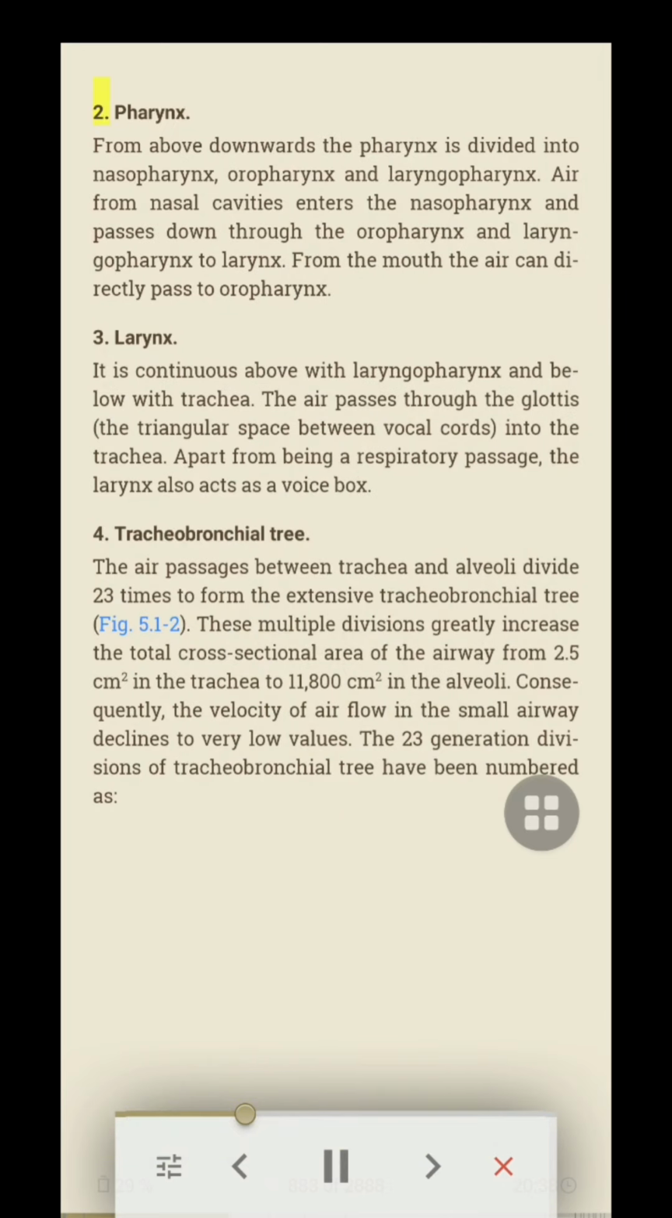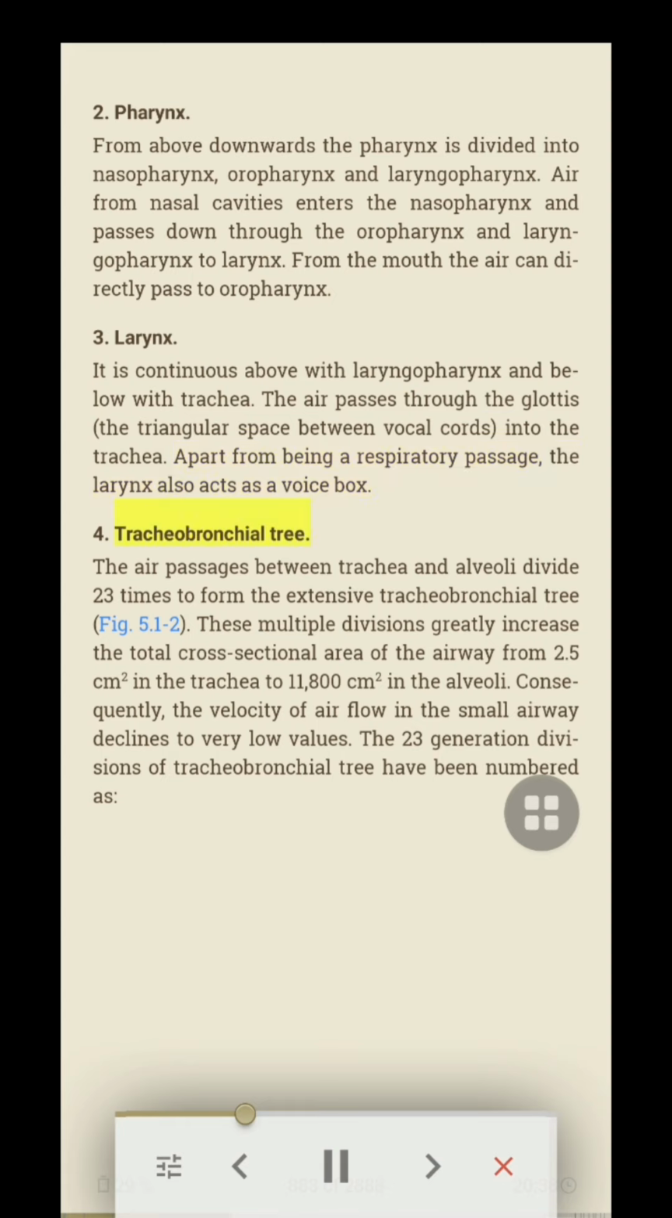2. Pharynx. From above downwards, the pharynx is divided into nasopharynx, oropharynx and laryngopharynx. Air from nasal cavities enters the nasopharynx and passes down through the oropharynx and laryngopharynx to larynx. From the mouth, the air can directly pass to oropharynx. 3. Larynx. It is continuous above with laryngopharynx and below with trachea. The air passes through the glottis, the triangular space between vocal cords, into the trachea. Apart from being a respiratory passage, the larynx also acts as a voice box.